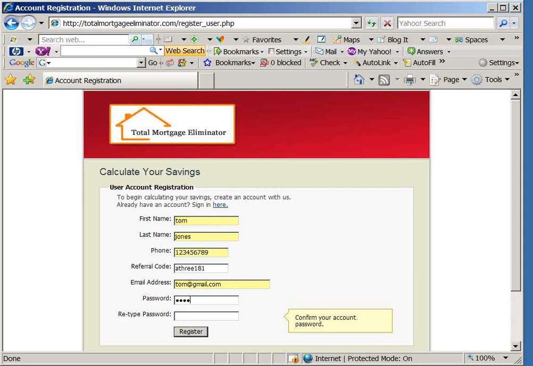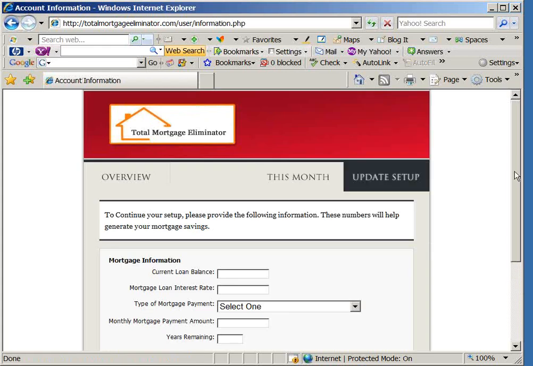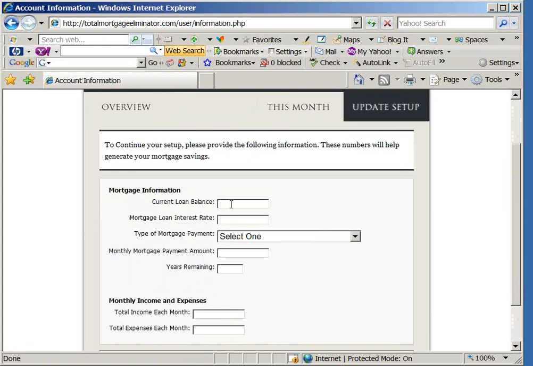chooses a password, and clicks register. A record's been created on the system now so that we now know how to get a hold of Tom to follow up with any questions that he may have.